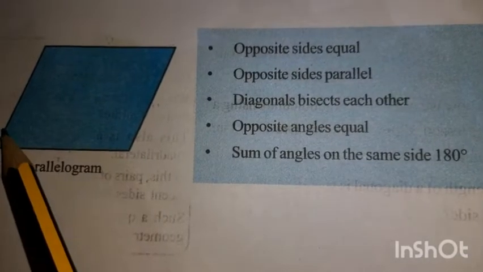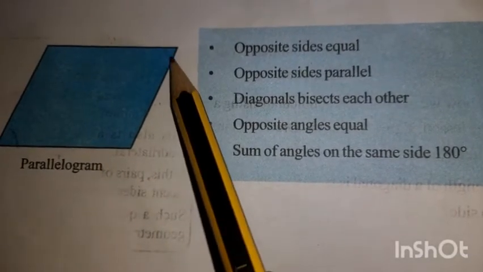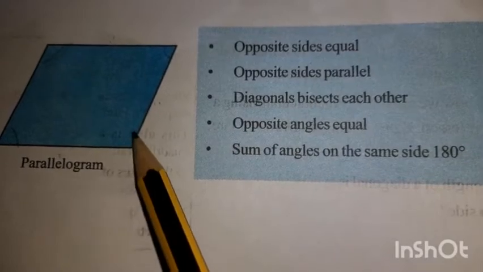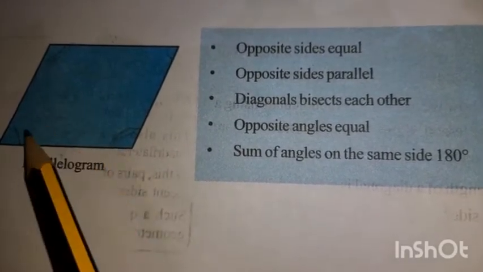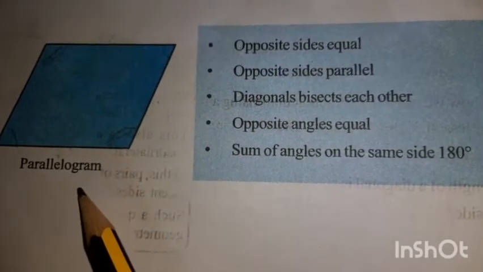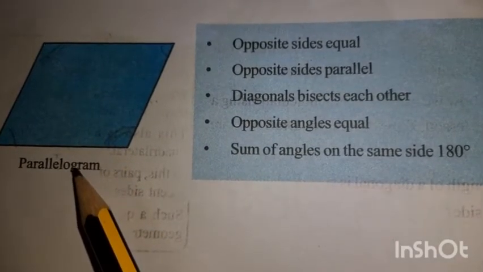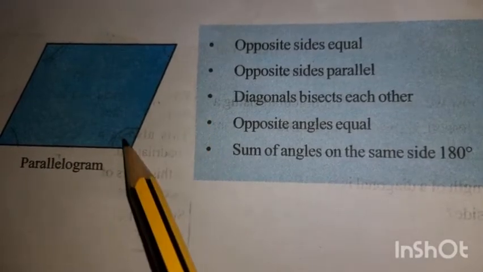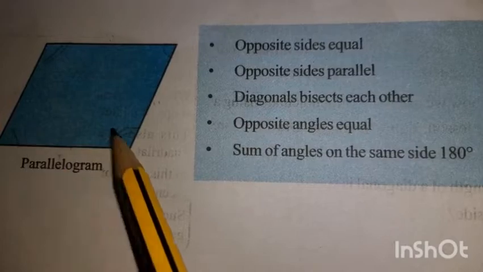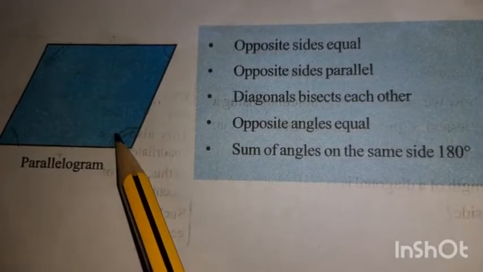And opposite angles are equal. This angle and here. These opposite angles are equal. These two angles are equal, and these two are also equal. Sum of angles on the same side is 180. If you add these two, it will be 180. If you add these two, that will be 180.